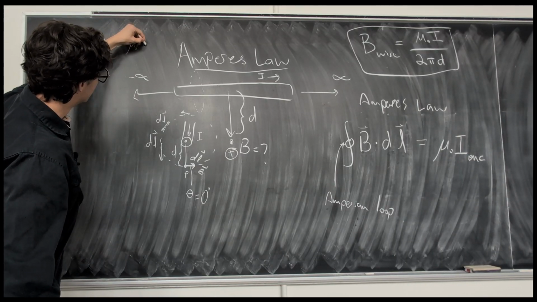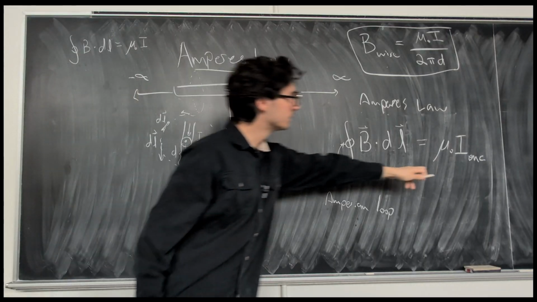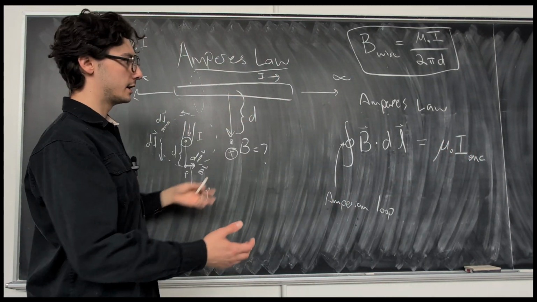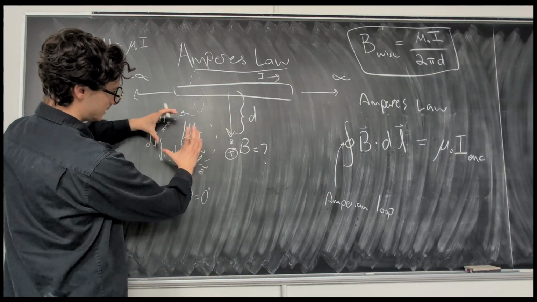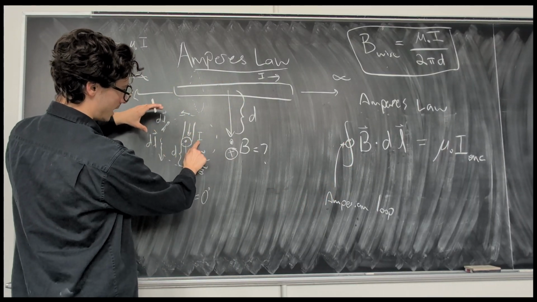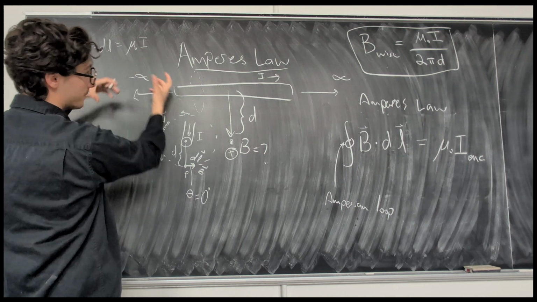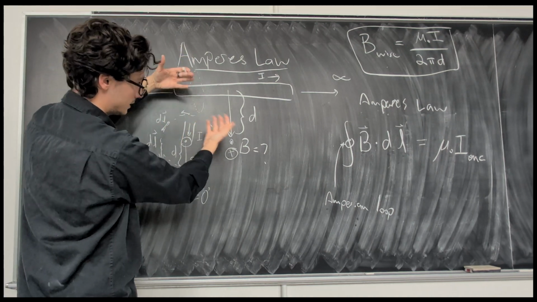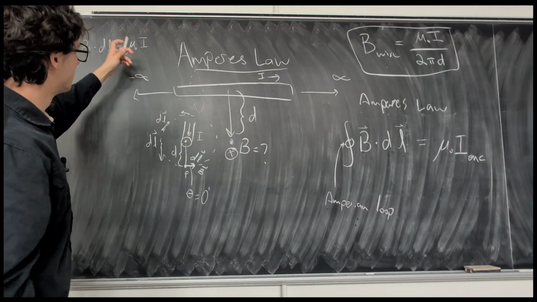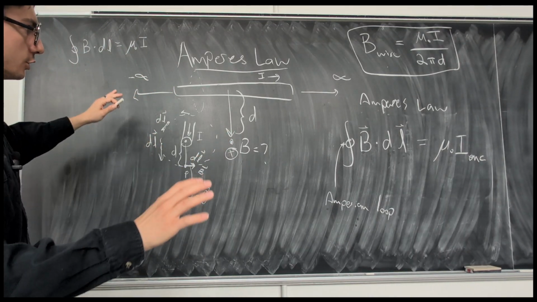Mu naught I enclosed is telling you, or asking you, what is the current enclosed by my Amperian loop? Since the Amperian loop I chose was here, the total current is I. If you shift the loop here, the total current enclosed in this area is 0. There's no current. So that is important to know. It changes with every problem.